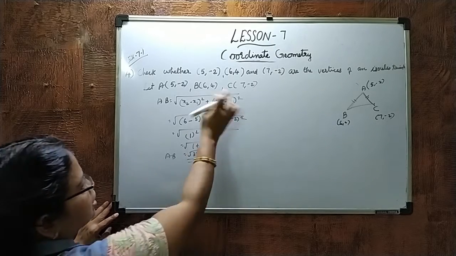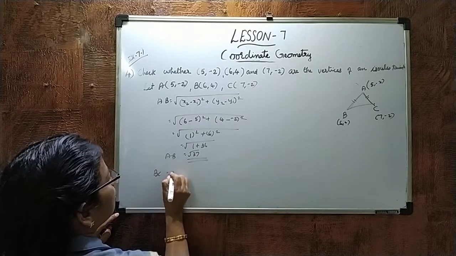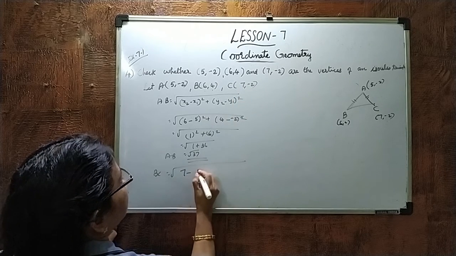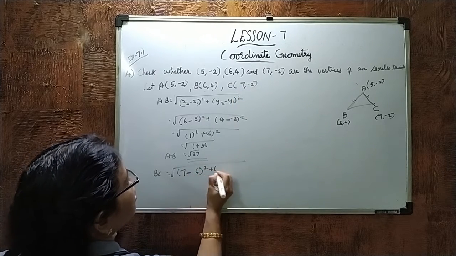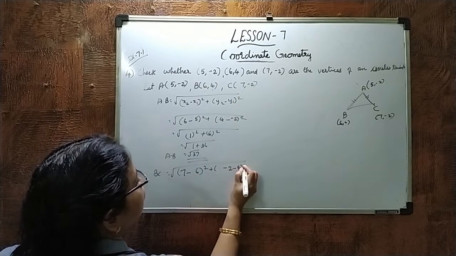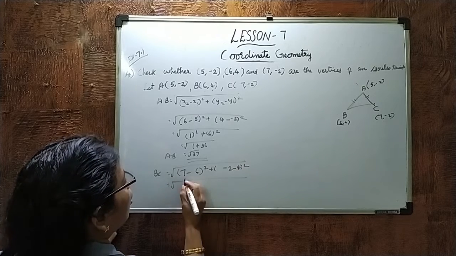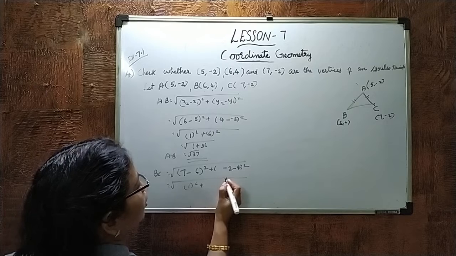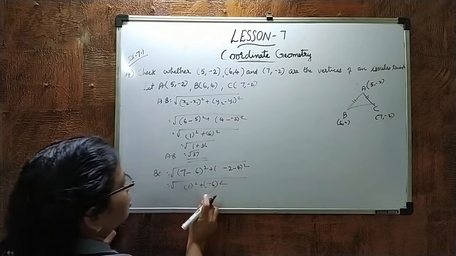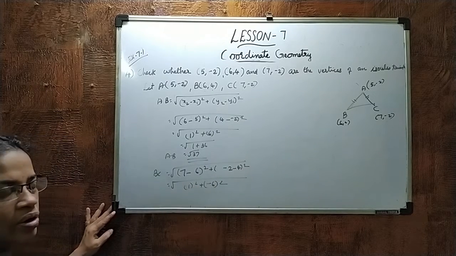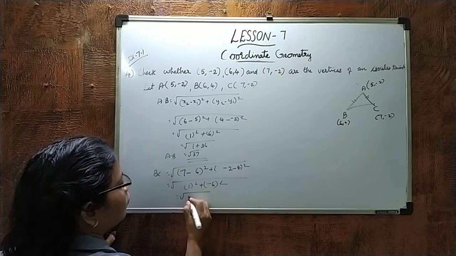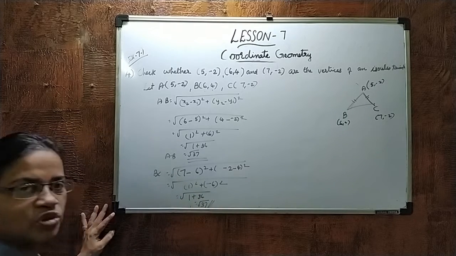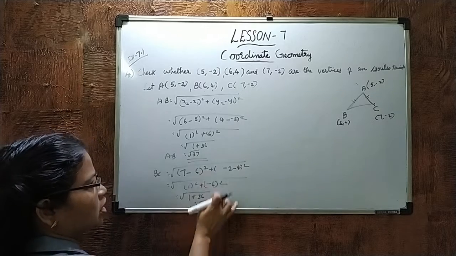We will find out then BC. So BC equals root of, here x1, y1, x2, y2. So (7 minus 6) the whole square plus (negative 2 minus 4) the whole square equals root of 1 square plus (negative 2 plus negative 4 is negative 6) the whole square. Now itself we can find out everything is same. So it will be root of 1 plus 36. You will get the answer root 37. So we can stop there. Now these two sides are equal.